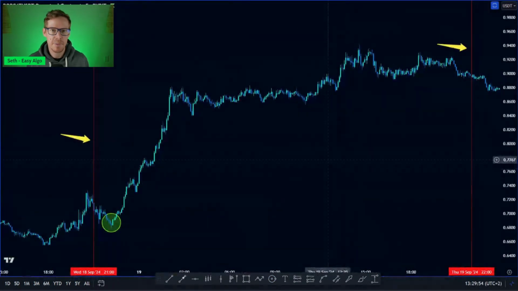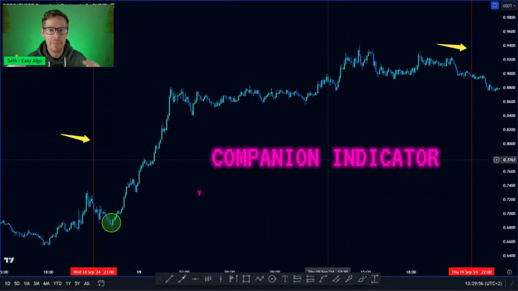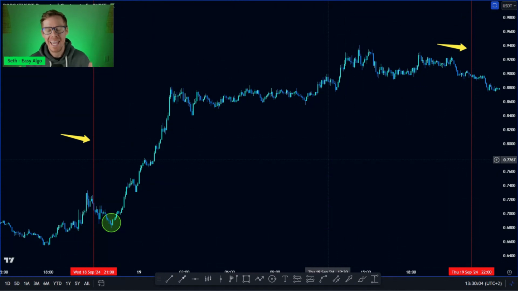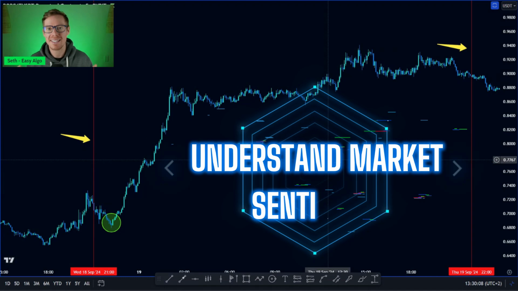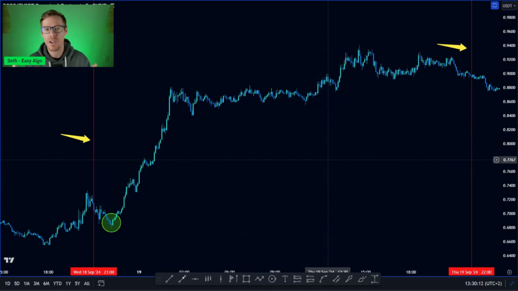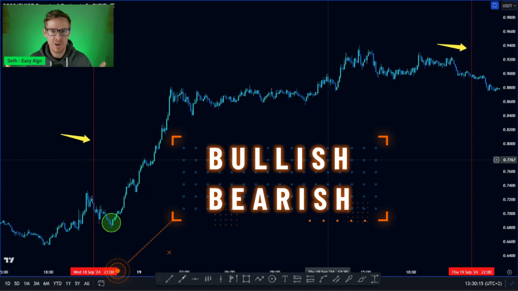Also want you to keep in mind that the TDI X is a companion indicator that we use in combination with a leading indicator. And that is how we teach it in our group. You can, however, use it the way I've shown you now in this strategy to be able to understand the sentiment of the market and get a deeper insight into what the asset is going to do and whether it's in a bullish or bearish environment.